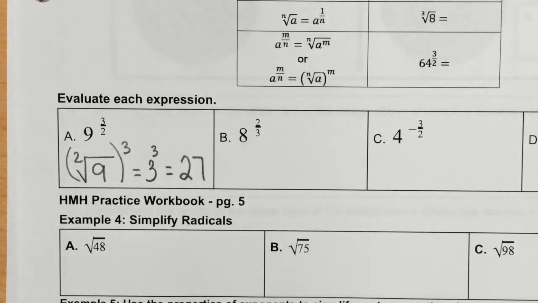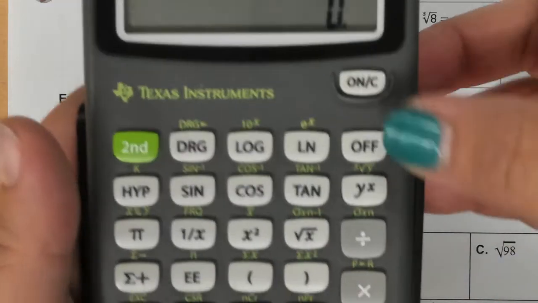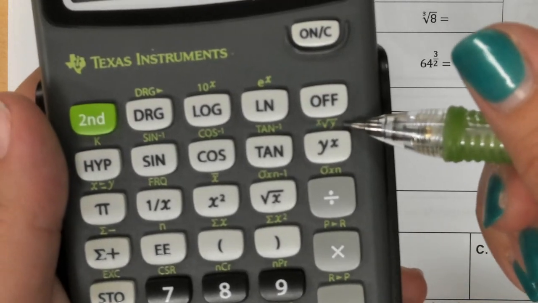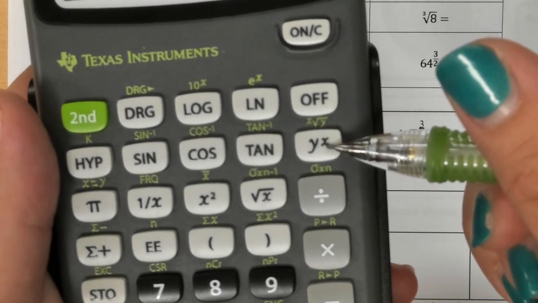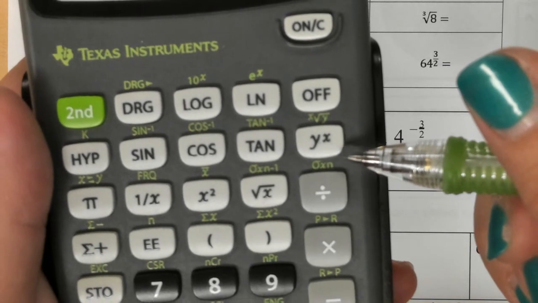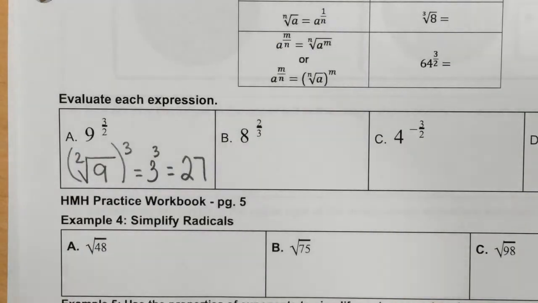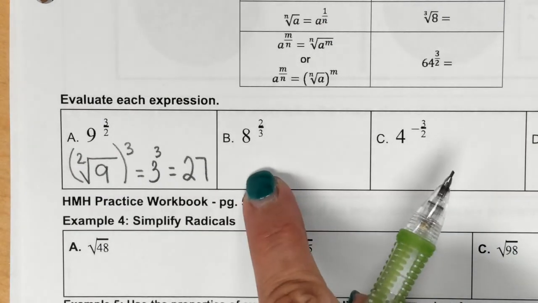Okay? So this button right here, y to the x, we use it for like cubed rooting something. We also use it for like squaring, taking it to the 3rd power, things like that. Okay? Very fancy.